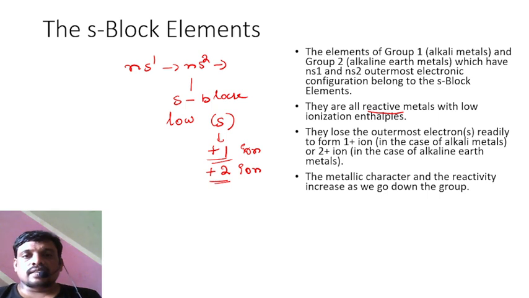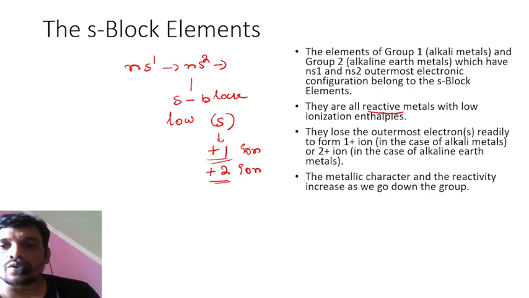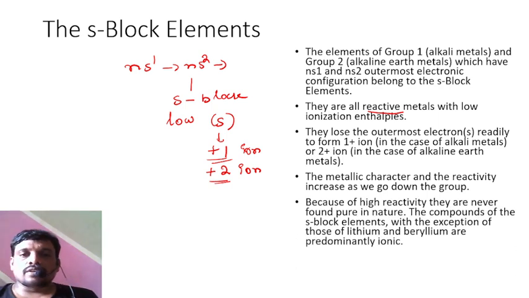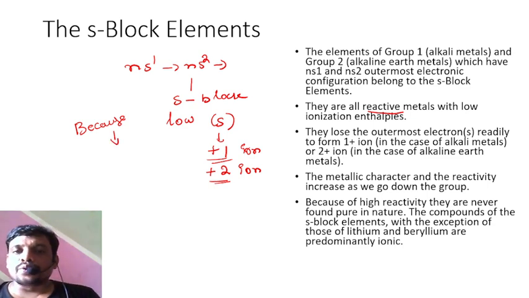Metallic character and reactivity increase as we go down the group. These points are very important because of their high reactivity. They are never found pure in nature. Reactivity is more, hence the pure form of these compounds is not available.